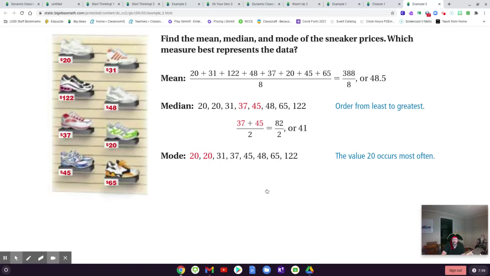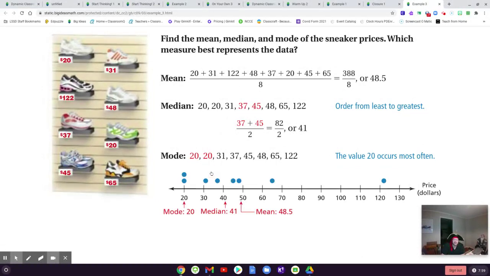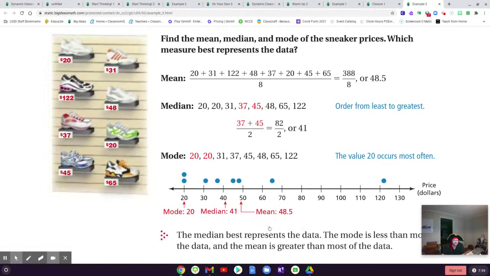Okay, you could probably argue the mean or the median. In this case, I would say probably the median. And the reason why is because the mean is thrown off a little bit by this $122 shoe. And the mode is definitely thrown off because the one that shows up more than others is the very smallest one. So in this case, the median is probably a better representation for the typical shoe price.